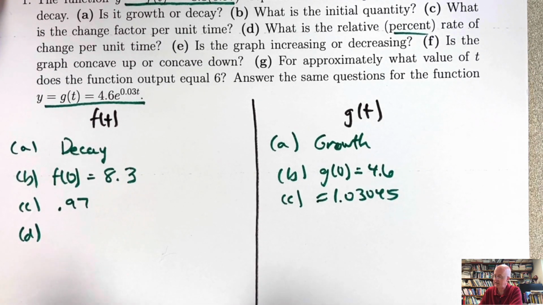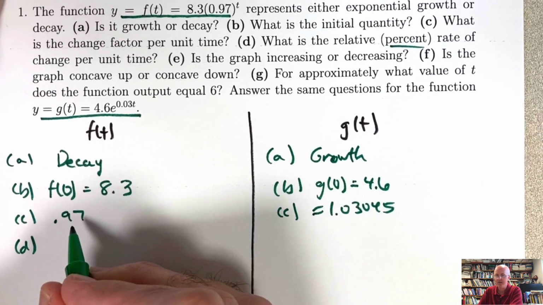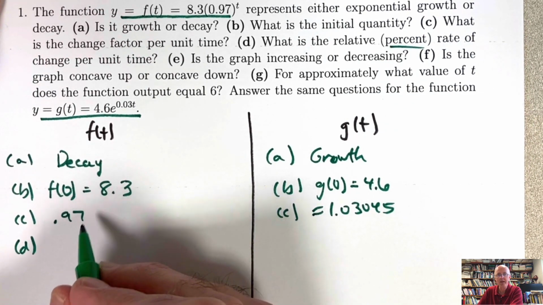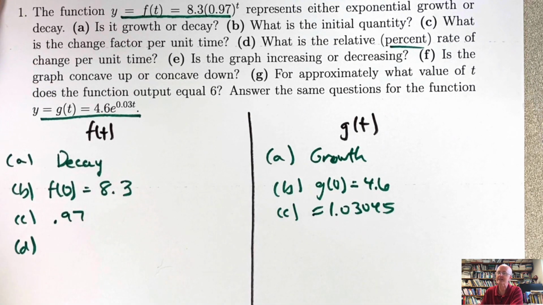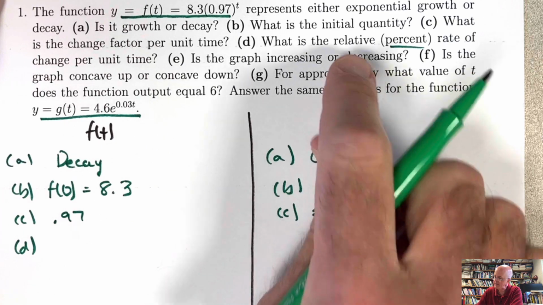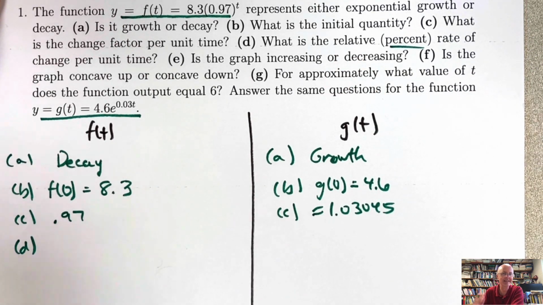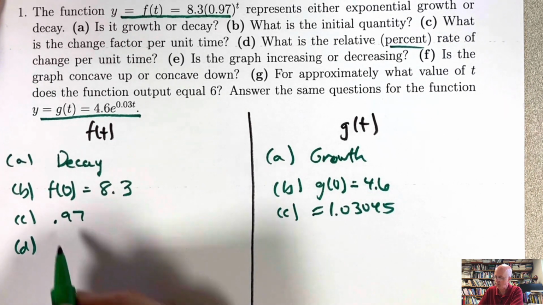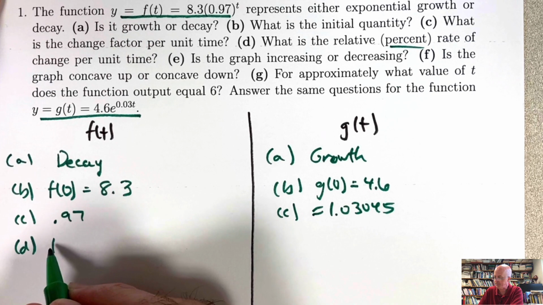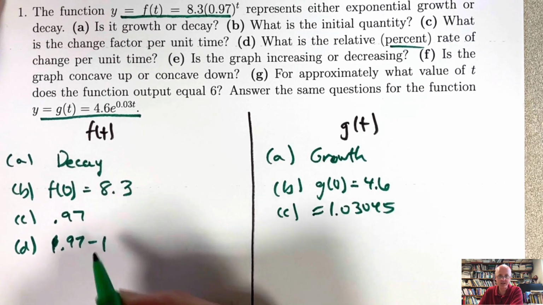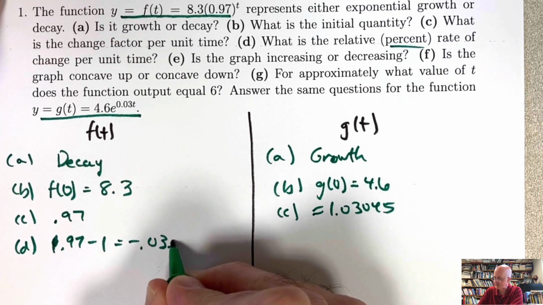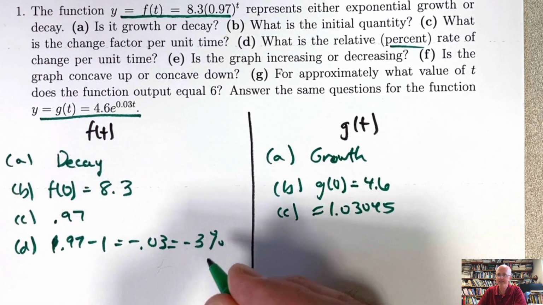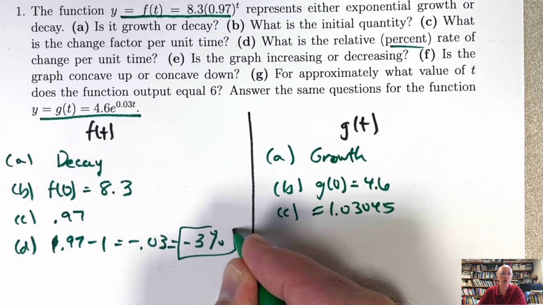All right, this is a little tricky as well. You got to know your terminology. This is exponential decay. The change factor, 0.97, is less than 1. As t increases, the values go down. The relative percent rate of change has to be a negative quantity in this case for the function f of t. What negative quantity is it? It's 0.97 minus 1. It's negative 0.03. As a percent, that's negative 3%. That is the relative rate of change per unit time.